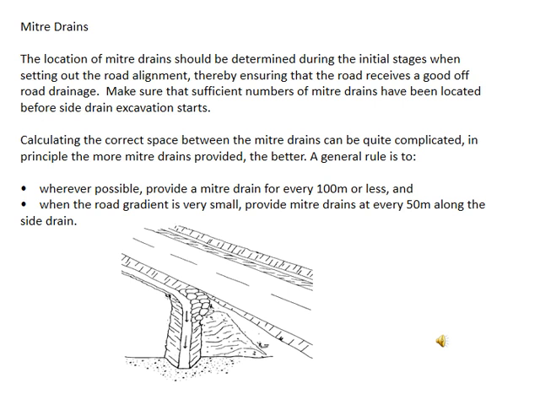We also need to calculate the correct spacing. Calculating the correct spacing between mitre drains can be quite complicated. In principle, the more mitre drains provided, the better. The general rule is that wherever possible, provide a mitre drain for every 100 meters or less, and when the road gradient is very small, provide mitre drains at every 50 meters along the side drains.